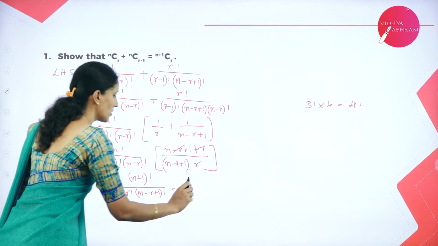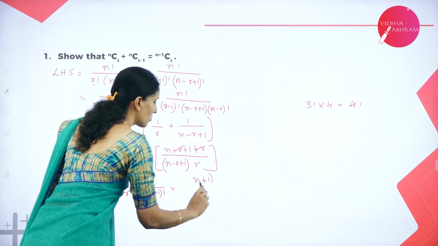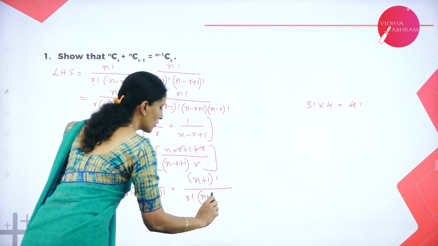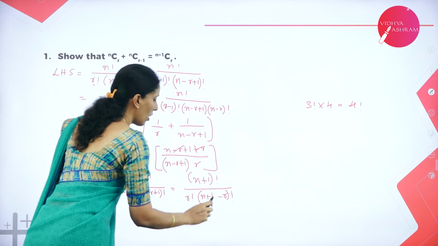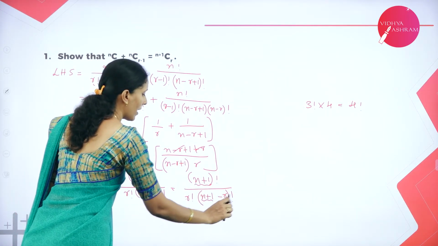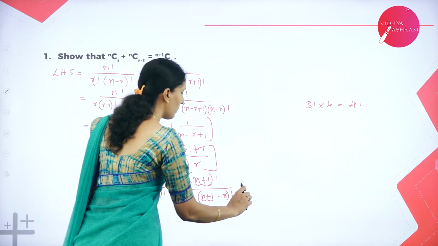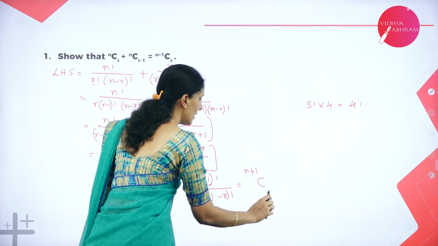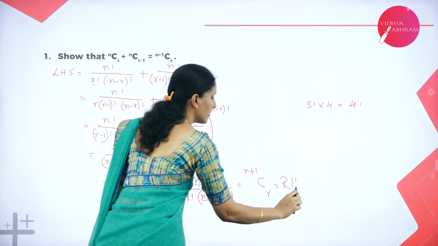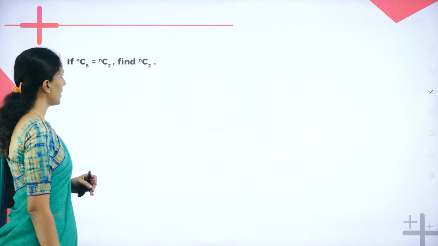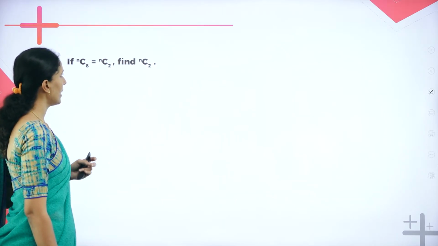If you rearrange this properly, you will get n plus 1 factorial by r factorial, n plus 1 minus r factorial. Now this is in the form of n factorial, r factorial, n minus r factorial, which is nothing but nCr. But what is n here? It is n plus 1, so (n plus 1)Cr, which is the right hand side of the result. Hence we have proved it. Second question, nC8 is equal to nC2, find nC2.